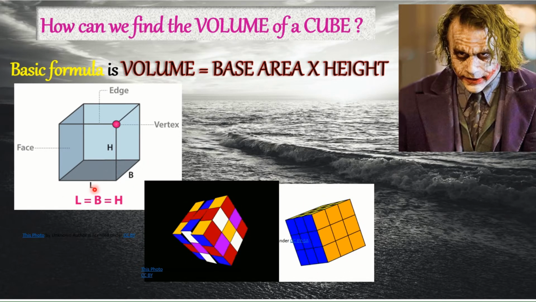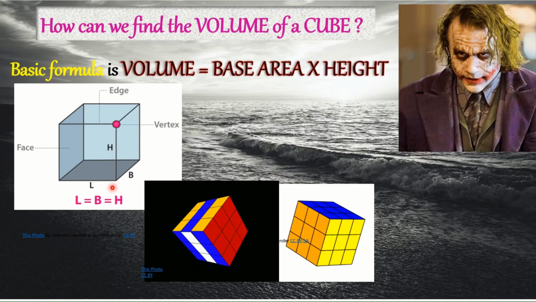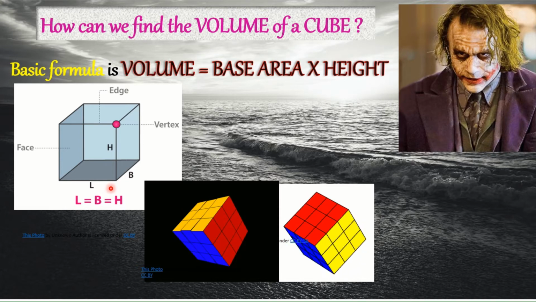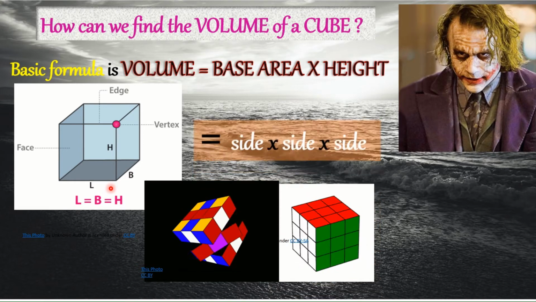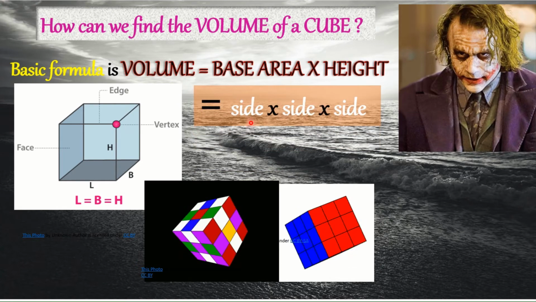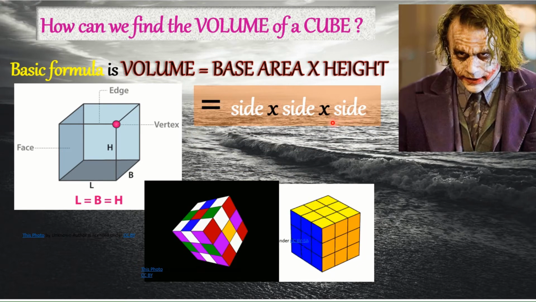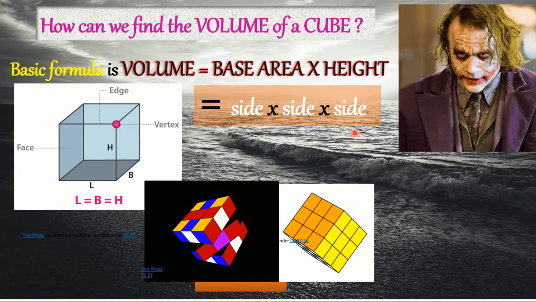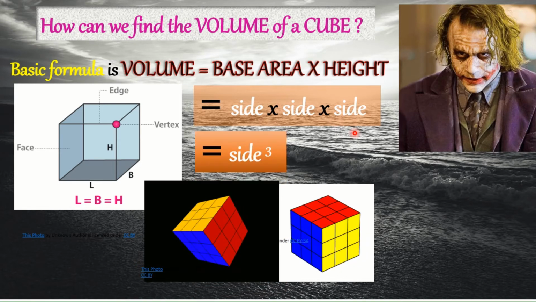But you know that the cube has all the three equal. So, we can call it side. So, let's see what the formula is. Side into side gives the area, and if we multiply one more side, it gives the volume. So, the final formula comes side cube.